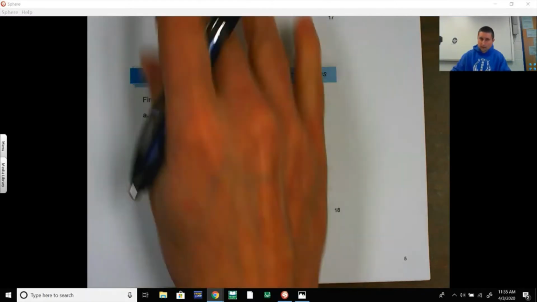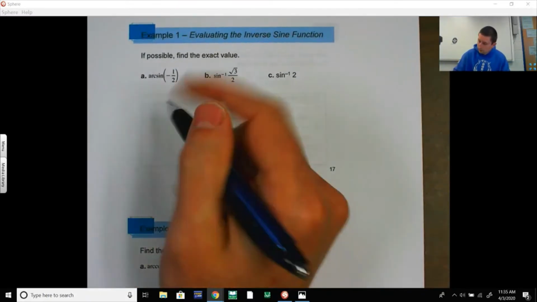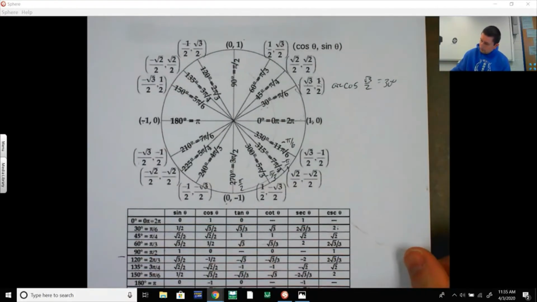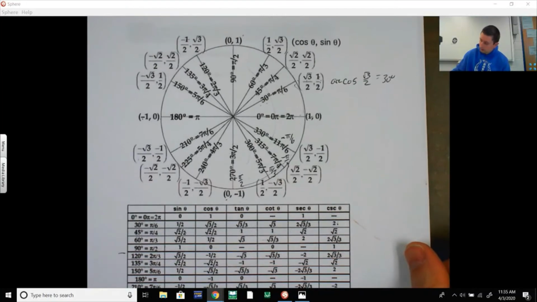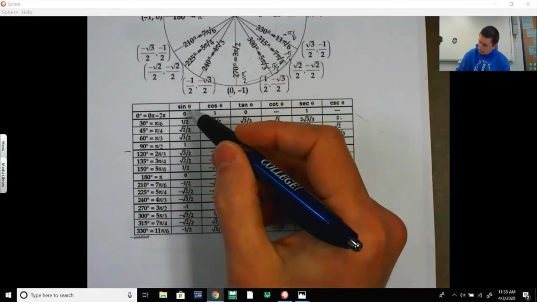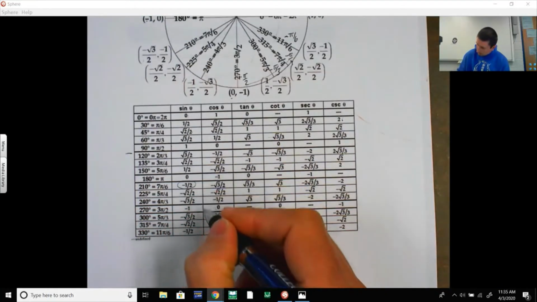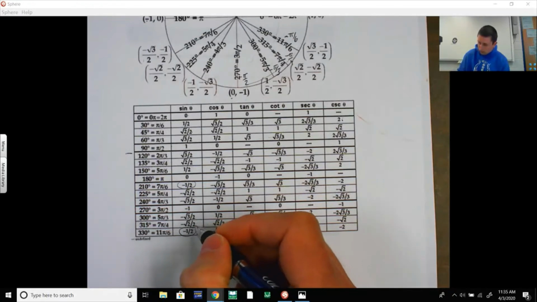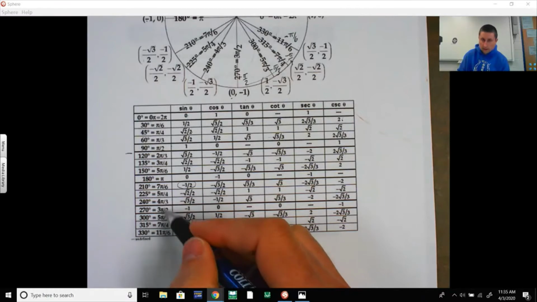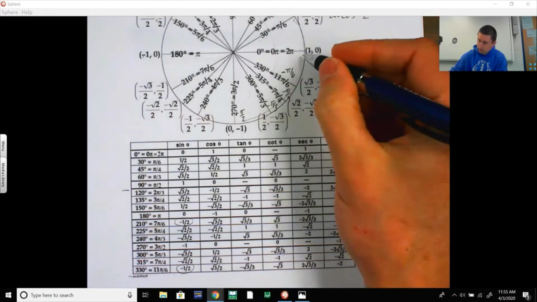All right, so if possible, find the exact value. So we have the arc sine of negative 1/2. When you look at your chart, you're going to have two opportunities for that. If you look down here, where is sine negative 1/2? Well, it's negative 1/2 right here and right here. But you notice those answers are not in the range that we want. We want an answer from the fourth or first quadrant. So since it's negative, it's going to be the fourth quadrant.